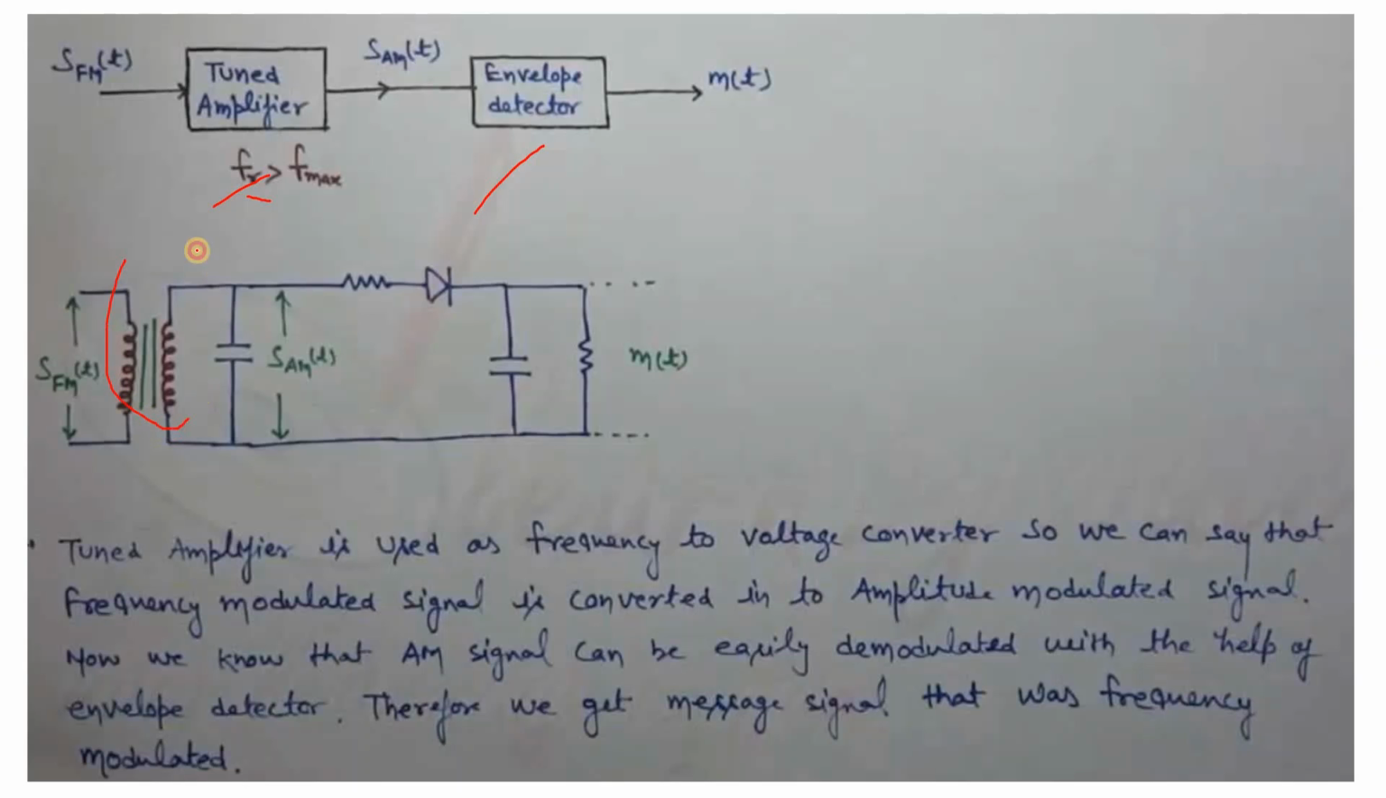This one is the tuned amplifier and this one is the envelope detector. The tuned amplifier is used as a frequency to voltage converter. So we can say that the frequency modulated signal is converted into an amplitude modulated signal. Now we know that an AM signal can be easily demodulated with the help of an envelope detector. Therefore, we get the message signal that was frequency modulated.